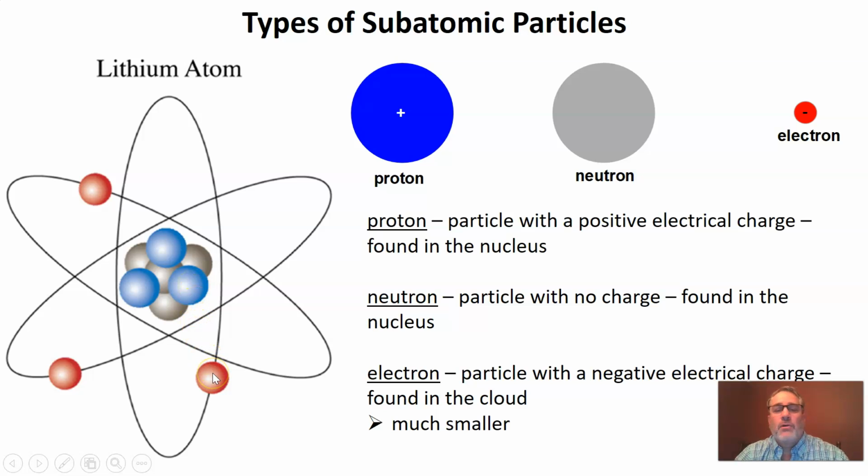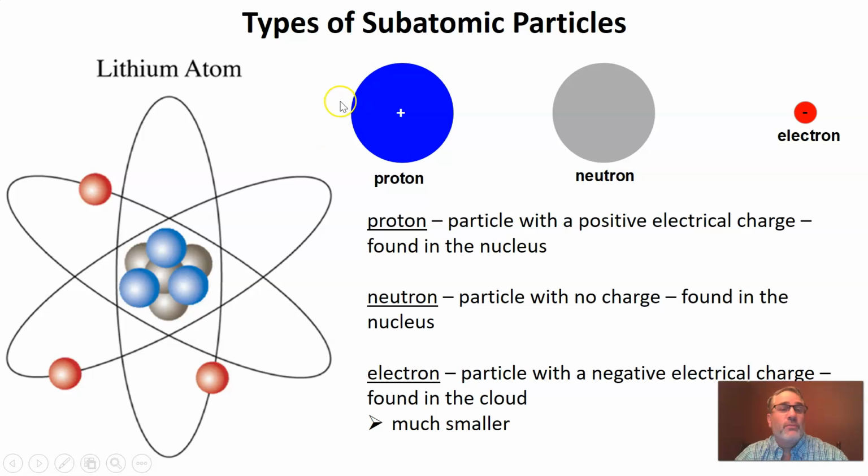Now, the tiny red particle that we see orbiting here in our model, we call that an electron. Electrons have a negative electrical charge. Now, they are found in what we're calling the cloud. Please take a note here that electrons are much smaller than both protons and neutrons. As a matter of fact, electrons are about 2,000 times smaller. So when we look at those particle sizes, electrons are by far the smallest subatomic particle.